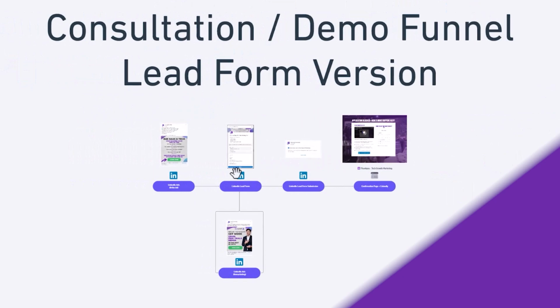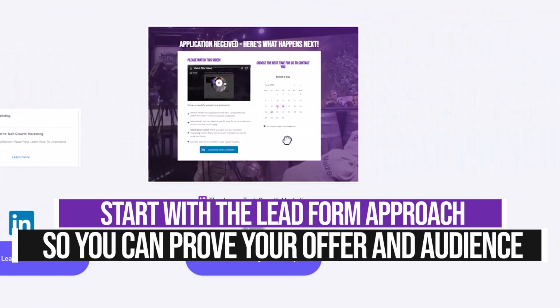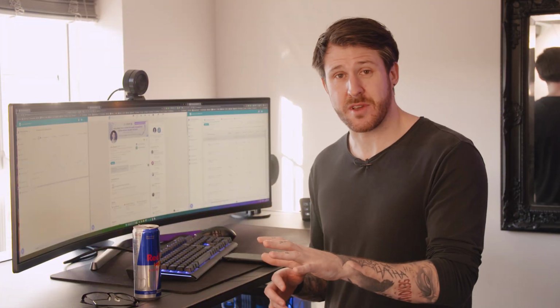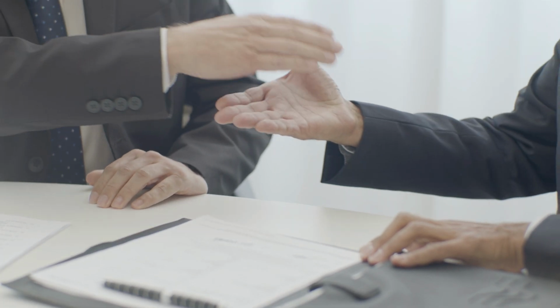So whilst this approach is an A-tier approach, I'd actually recommend starting with the lead form approach so that you can prove your offer and audience. Now, this next approach I'm going to talk about is a little bit more niche, but it takes the idea of giving people more context to the next level. And crucially, it allows you to build a relationship with the prospect on autopilot, which makes sales much easier.